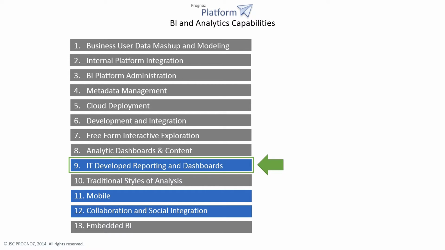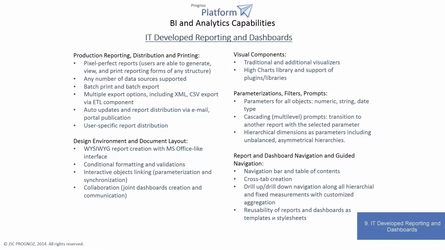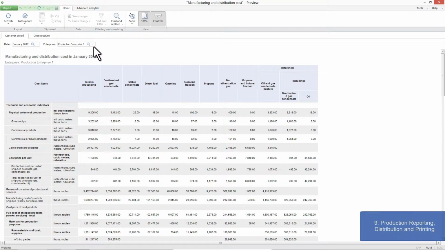The Prognoz platform provides capabilities to create highly formatted, print-ready, and interactive reports with or without parameters. The platform comprises production reporting, distribution, and printing, parameterizations and filters, report and dashboard navigation and guided navigation, a design environment for document layout, and a rich set of visual components. Reporting is a traditional BI task. The Prognoz platform offers a set of unique capabilities to create ad hoc reports.